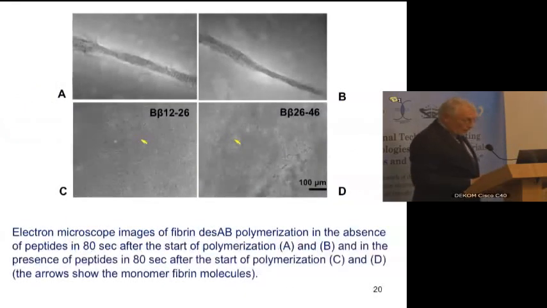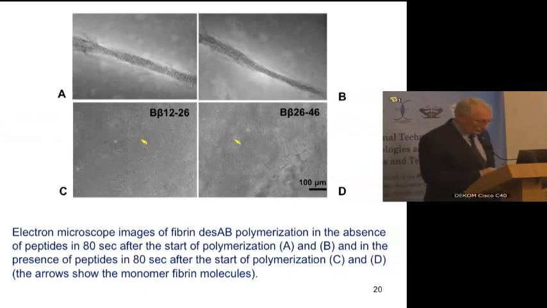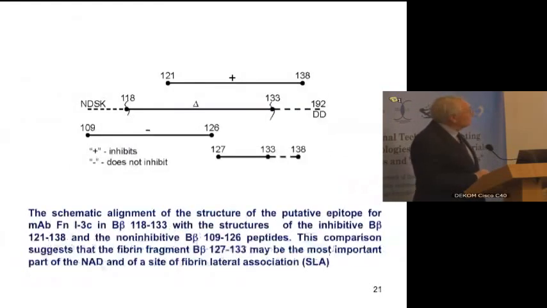So this is just to show you that these peptides were completely inhibiting fibril formation. This is the normal process of fibril formation, and this is with added peptides, so they are completely blocking fibrin polymerization. In another set of peptides, only this one was positive, 121-138, in the structure of the fibrin molecule.